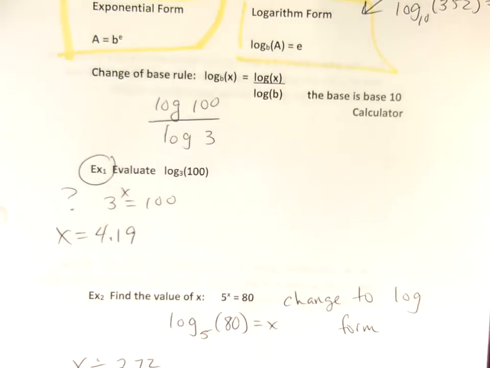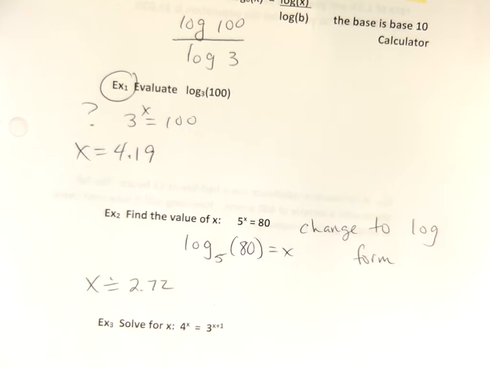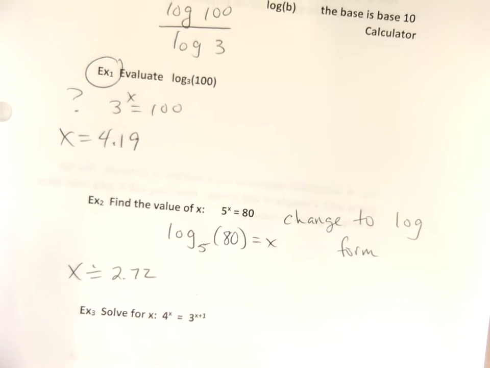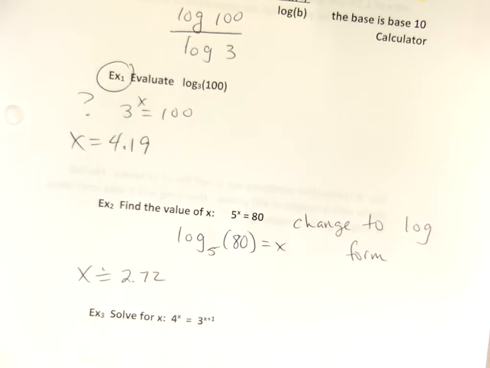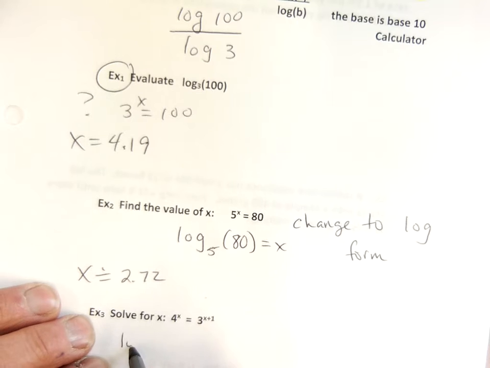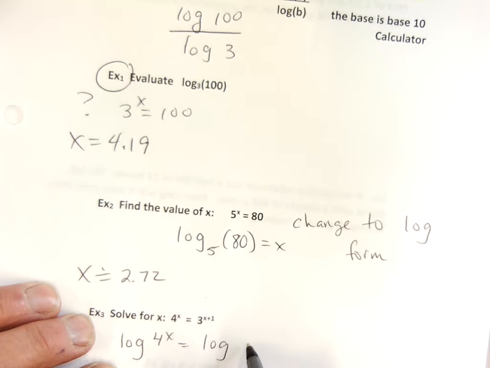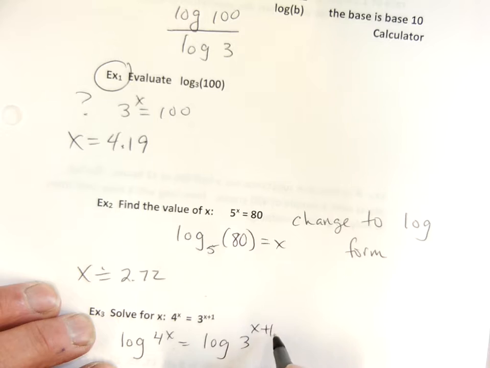We have. Okay, now, example 3 is a little bit more difficult, okay? What we can do is this. We're going to take the log of both sides, just plain old log. And I'll tell you why. We're going to do this. Log of 4 to the x equals log of 3 to the x plus 1, okay?